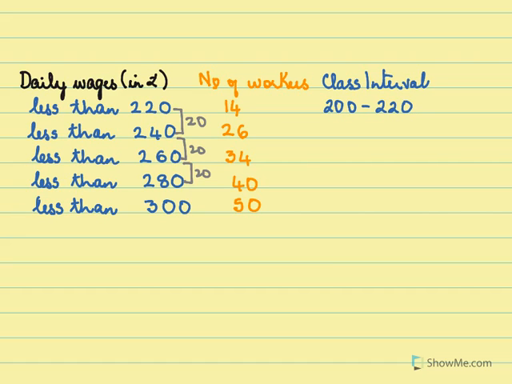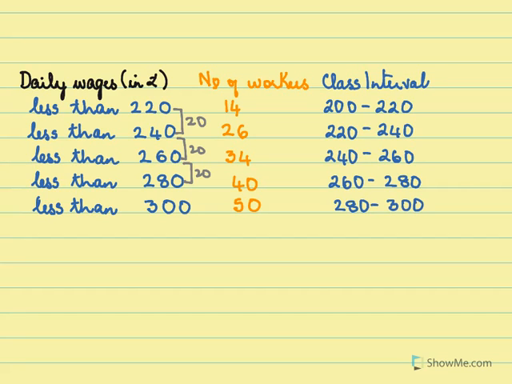Difference of 20. Then less than 240. 240 is the upper limit. So 220 to 240. Less than 260, so 240 to 260. By now you have got the pattern. This is 260 to 280. 280 to 300. Now for the frequency, we need to subtract.